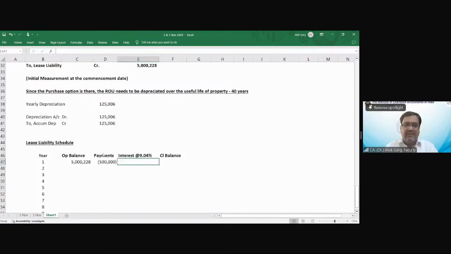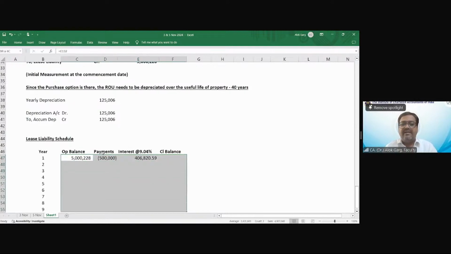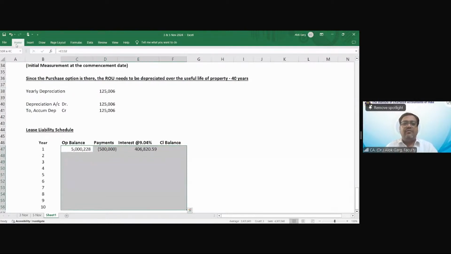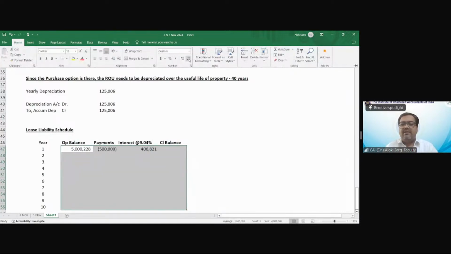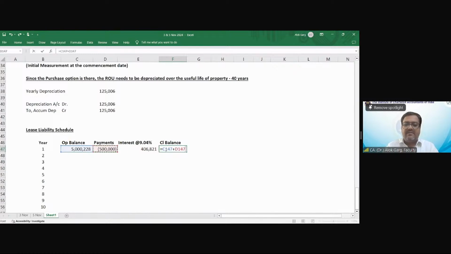I need to compute the interest also. At what value do I need to compute the interest? This plus this, multiplied by 9.04%, because this 5 lakh rupees has been paid on the first date. So I have to compute interest net of this payment. Is that okay? Yes, sir. Then what is my closing balance? This plus this plus this. This is my closing balance.